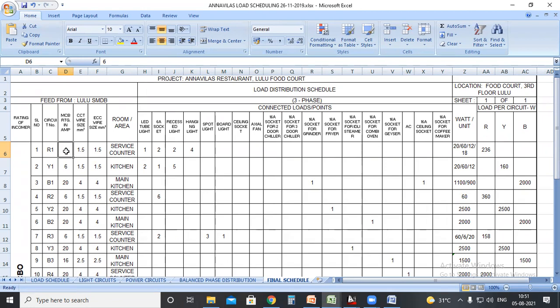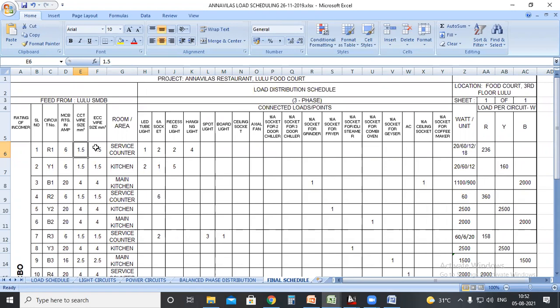So here you can see R1 has a 6 ampere breaker, and the circuit wire is 1.5 mm square wire. The earth wire is also the same. Nowadays, normally people were using gauge wire like a metal strip, similar to a copper string, for the earthing, to reduce the wiring cost.